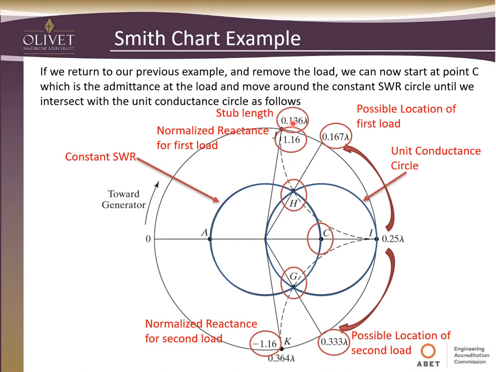And so this second number that we read on the outside of the circle will tell us we're going to use a stub as a load. And that tells us what the stub length needs to be to get that normalized reactance. It needs to be 0.136 lambda long. Same thing down here. If we were to select this location, we would need a stub length that is 0.364 lambda long. And remember, this is all because this is repetitive. Every half lambda cycle, we repeat. So that's how we accomplish this.